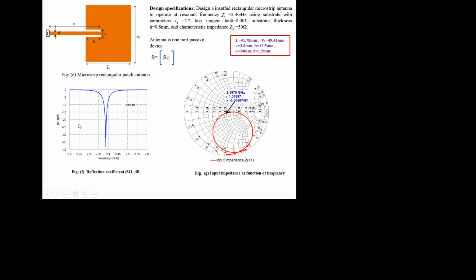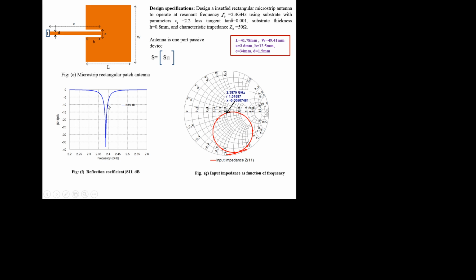We have to draw this S11 and check whether it is resonating. Resonating means wherever we get a minimum reflection, that is the resonant frequency. You can observe here, at nearly 2.4 gigahertz we have minimum reflection, and afterwards the reflection starts increasing. Like this, you can find the bandwidth by taking the minus 10 dB bandwidth.